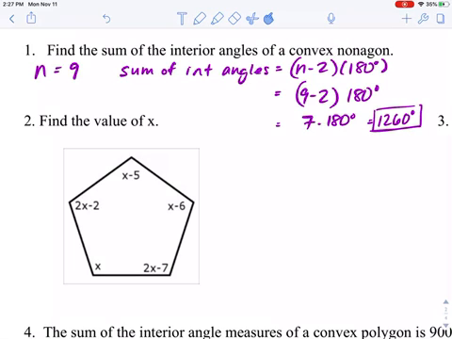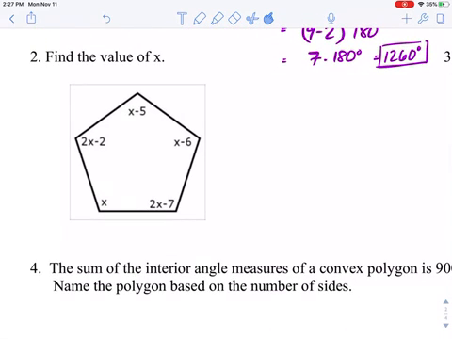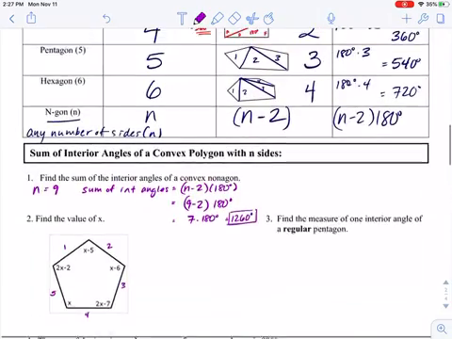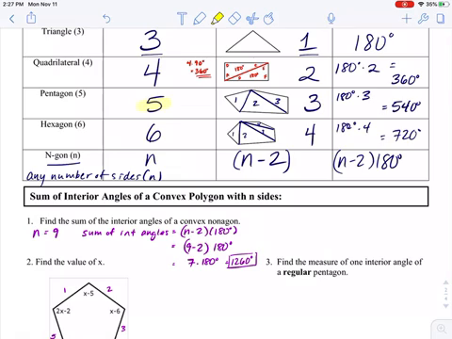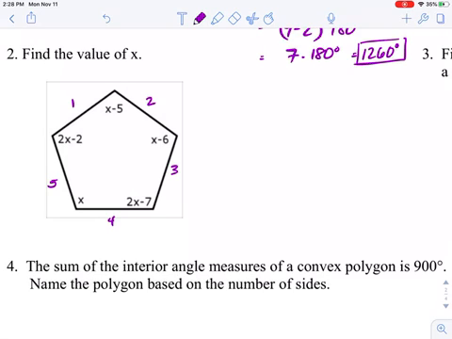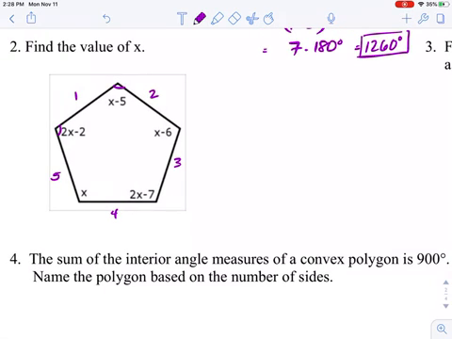Okay, let's try another one. Number 2, find the value of x. So first of all, this is a pentagon. I can count the sides: 1, 2, 3, 4, 5. And what I just saw was that for a pentagon with 5 sides, the sum of the interior angles is 540 degrees. So I'm going to use that. I know that if I add up all of these angles, it's going to equal 540. So let's try it.